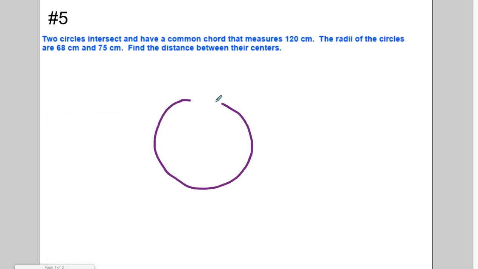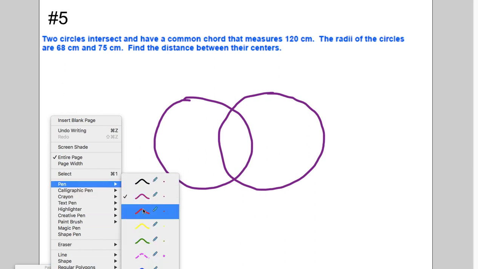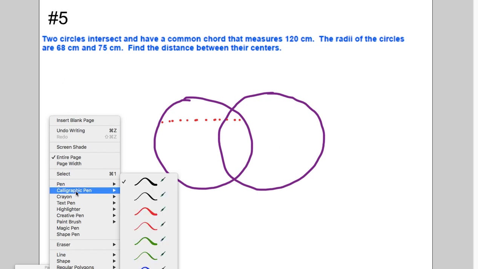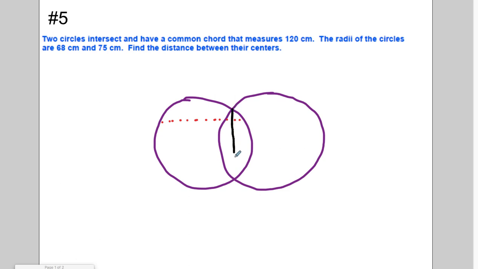I have two circles, and we got to draw a really good picture. Sorry, my circles aren't perfect. And if they have a common chord, I want you to think about that. If I draw the chord going this way, that's not common. There's a little piece that's in common, but that's not a common chord. So the common chord really needed to be drawn, let me pick black, right here. If you see, that goes in both circles. And it said that that chord was 120 centimeters.